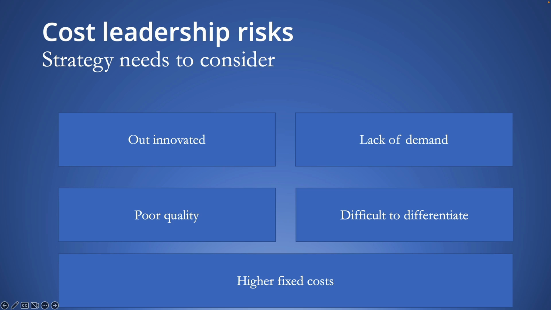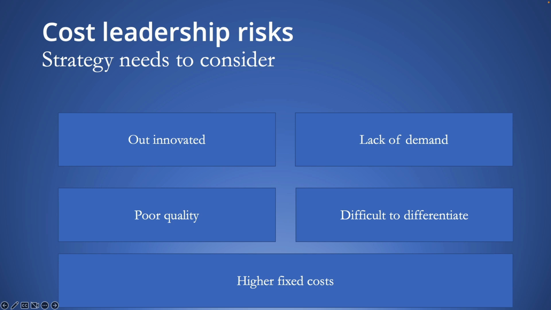Finally, there is the risk of poor quality. In this case, the cost leader has cut costs so much that the product is not of a sufficient quality that consumers will pay for it. It can be difficult for a cost leader to differentiate because it can be crowded at the cheap end of the market, and you've got a large upfront investment in fixed costs to generate those economies of scale. Hence, you may get cost leadership with some differentiation, for example McDonald's and Southwest Airlines.